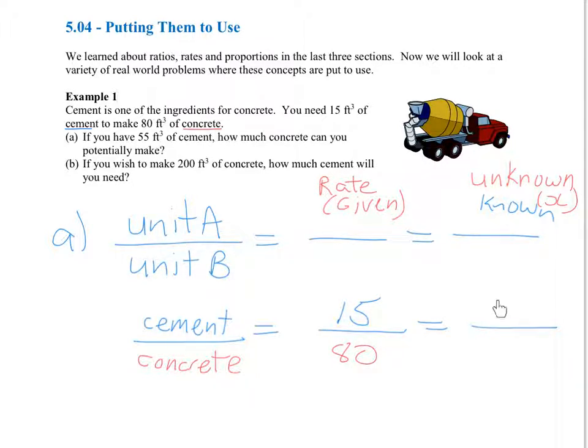Now we have to put in our unknown and our known. It's saying in problem A, if you have 55 cubic feet of cement, so that's telling us we have 55 cubic feet of cement. Cement goes on top, so we put 55 on there. And then it's asking how much concrete you can potentially make. We don't know the concrete, so that's where our x goes, okay?